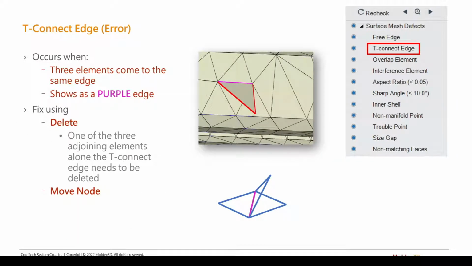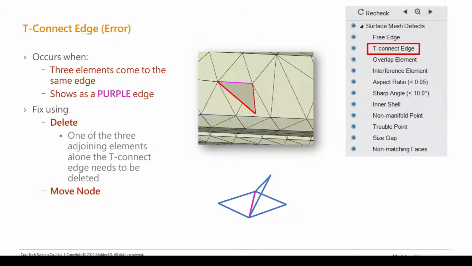A T-connect edge is very simply where three edges come to the same edge. So if you have maybe two surfaces, one that bisects another surface, that cuts off the volume and we can't run a simulation that way. So wherever there are three elements that are connected to the same edge, there will be a purple edge that shows up, and that will be your T-connect.